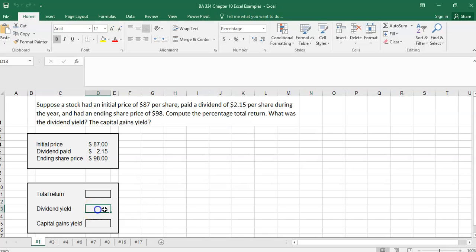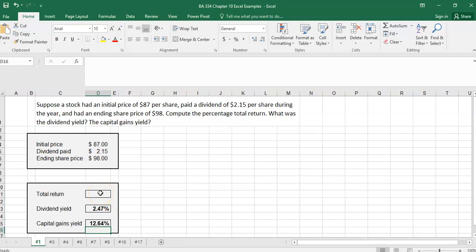If you remember from previous chapters, dividend yield is dividend amount divided by our initial stock price. So dividend paid divided by the initial price. The capital gains yield is ending price minus the initial price divided by our initial price. So how much did we earn on the extra price of the stock? So our capital gains yield is 12.64%.